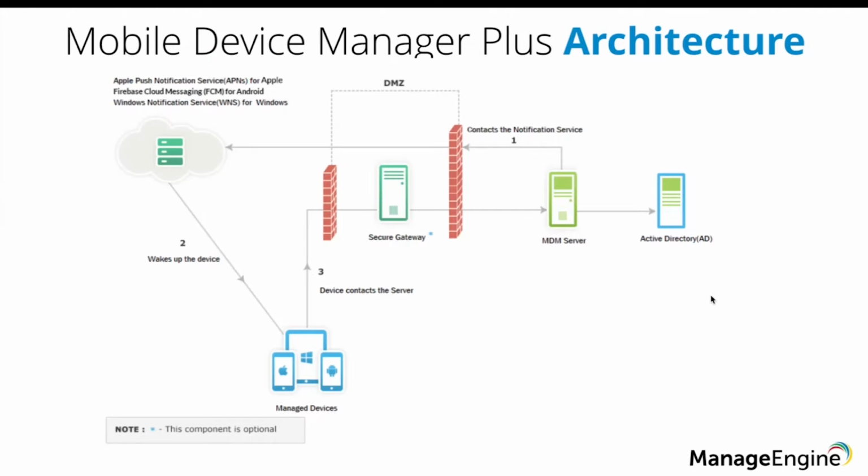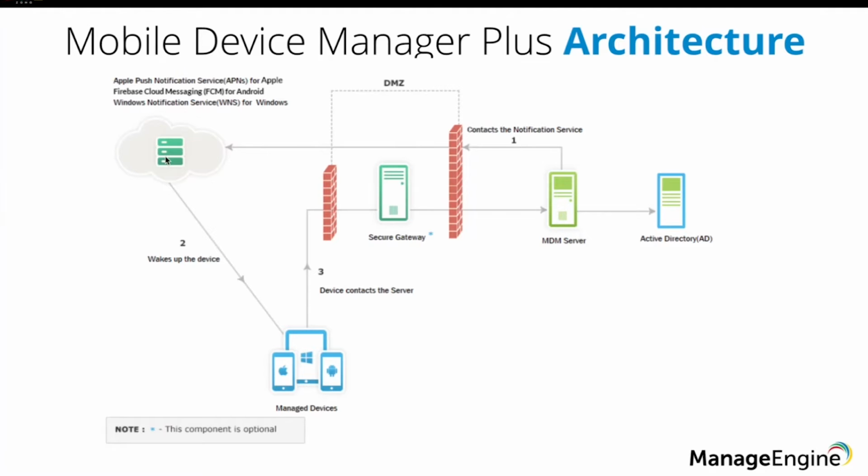A quick overview of the architecture. So you have this MDM server, which is hosted on cloud or maybe on your on-premise. So whenever you initiate a command from this server, maybe to install an app or maybe to send out a wipe command, this server will directly contact the Apple Push Notification Service for Apple devices, Firebase Cloud Messaging for Android, and Windows Notification Service for Windows devices. So these notification services are hosted by the respective OEMs, which is Apple, Google, and Microsoft.